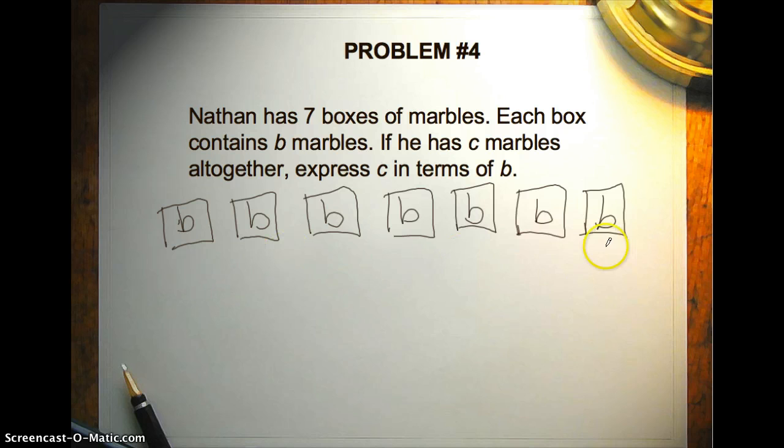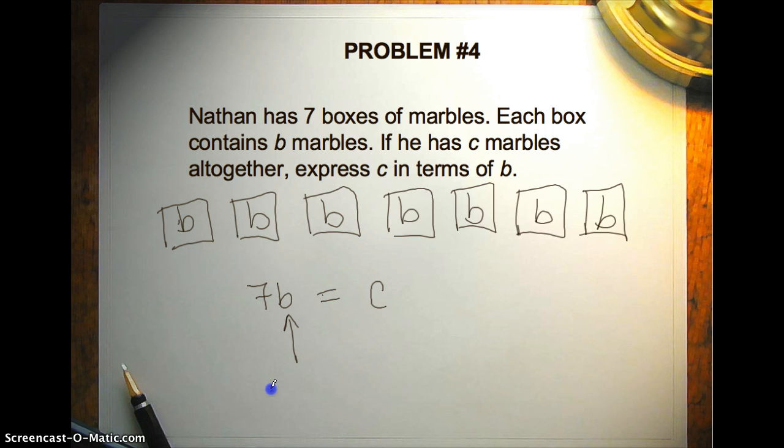So the total is going to be C, right? Now, all together, we have 7 boxes of B marbles. So that means that that is 7B. That's like saying B plus B plus B plus B plus B plus B plus B. That's 7B. And all together, it's worth C marbles, right? C marbles all together. So that means that here's our linear equation because we have 2 variables. And here is our, can you guess?